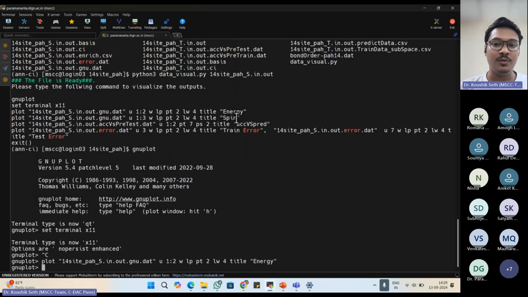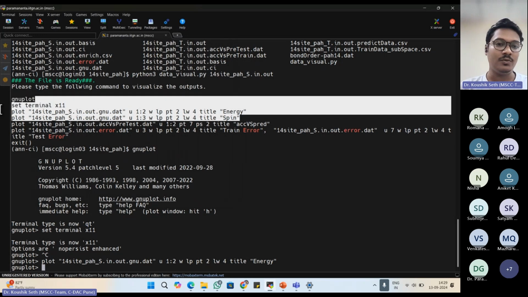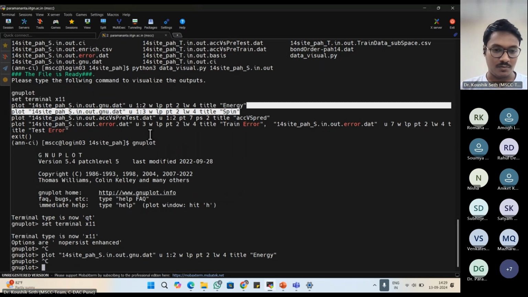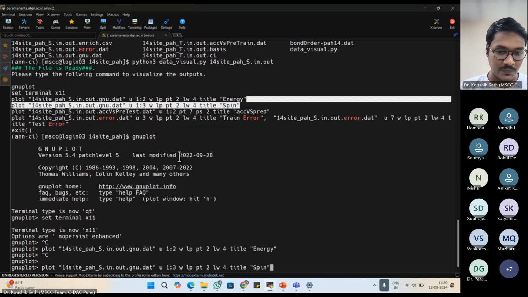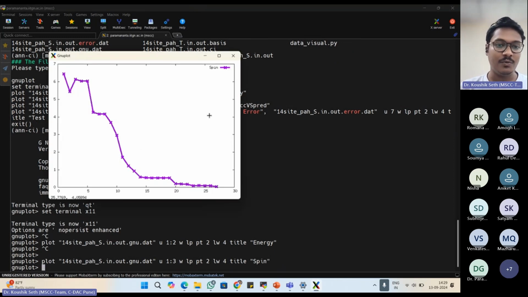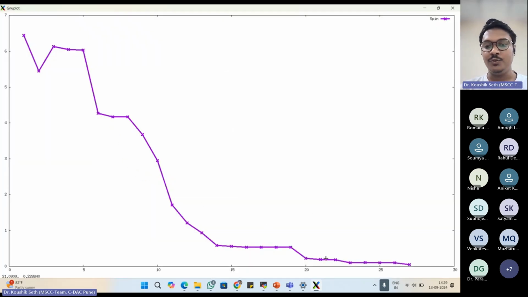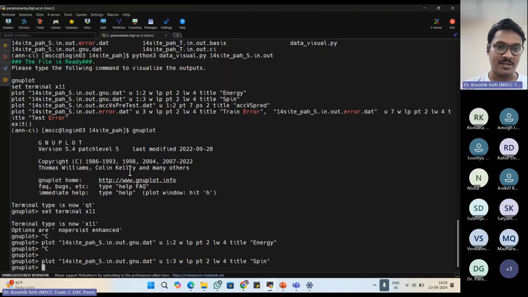Similarly, if we look at the spin value, you can see our target spin is 0 for the singlet. Initially we have a higher spin state, and with iteration the value gets lowered, and after a few iterations it nearly reaches 0. So we can say that our spin is purely a singlet state.